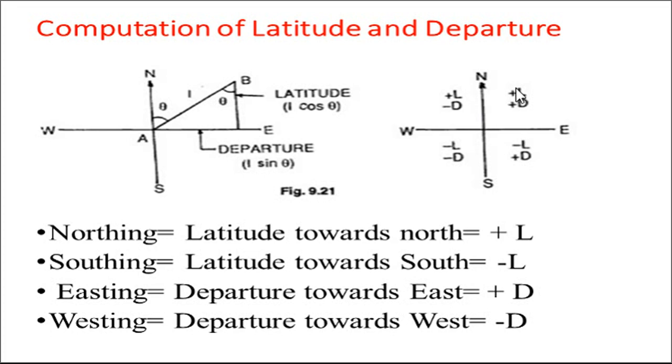Now, latitude is sometimes also called northing when the line is towards north, in the first quadrant. Latitude is called southing when it is towards south. Then departure is called easting when it is towards east, and that is called positive, and departure towards west is called negative departure. So depending upon the quadrant, the latitude and departure sign of that particular line changes.